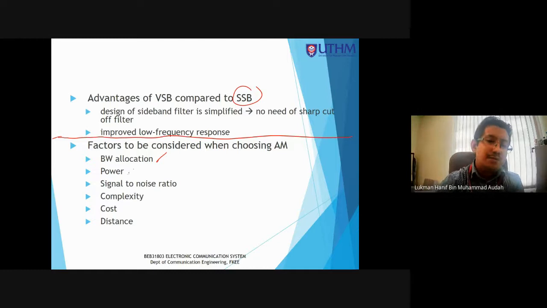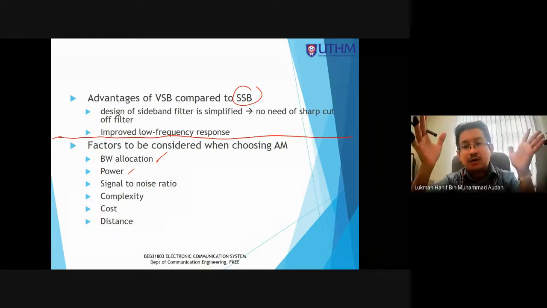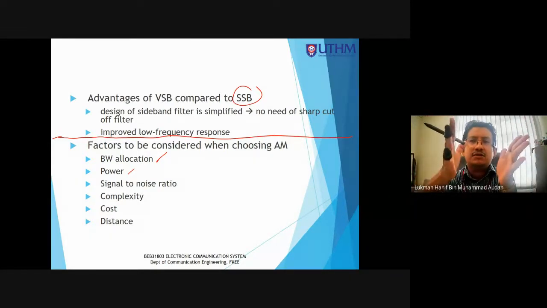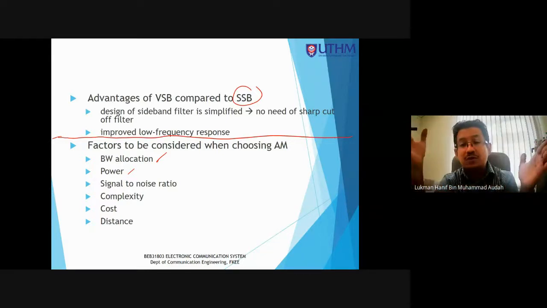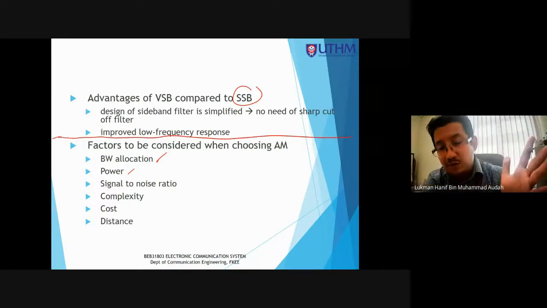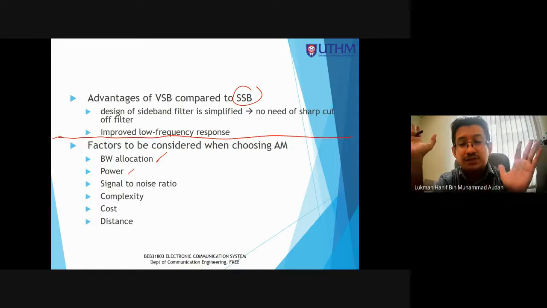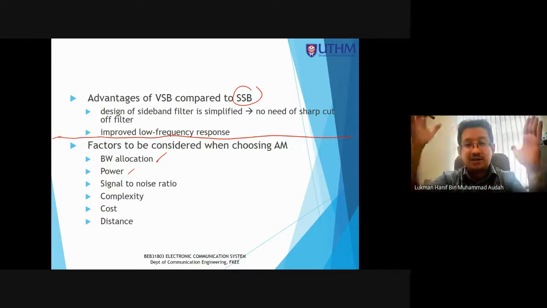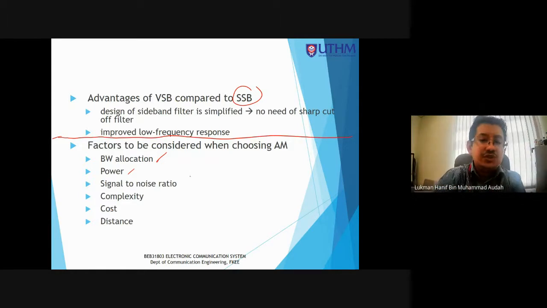Okay. What about power? Power, does the application allow larger amount of power, or does the application require only small fraction of power? So ini bergantung. Okay. Dari segi power. Kalau nak power yang lebih jimat, maknanya kita tak boleh menggunakan double sideband full carrier kerana dia ada banyak, ada 3 komponen. Okay. And then signal to noise ratio, okay, SNR.